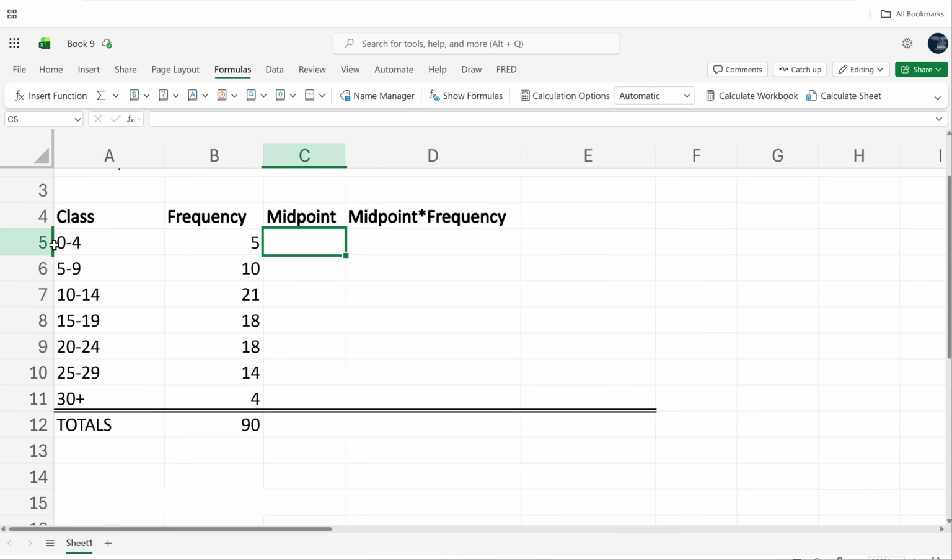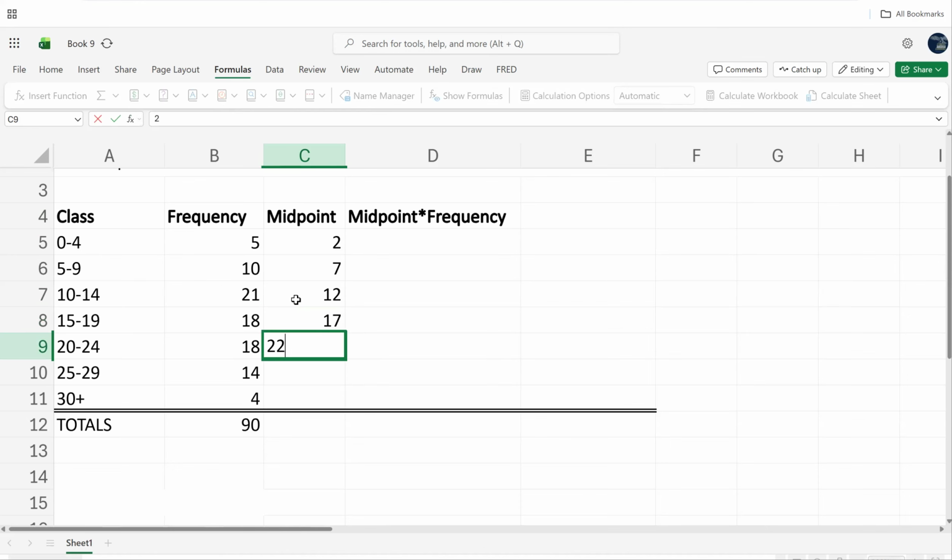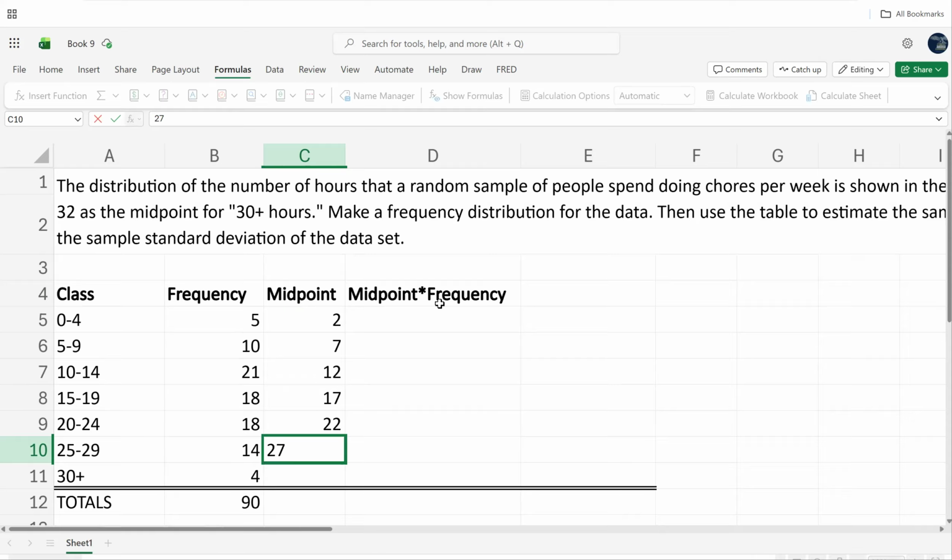Midpoint. Midpoint is the halfway point between the beginning of the class and the end of the class. So halfway between 0 and 4 would be 2. Halfway between 5 and 9, 7. Halfway between 10 and 14, etc. And then it did say up here in the instructions, use 32 as the midpoint for 30 plus. So for that last class, we can use 32.